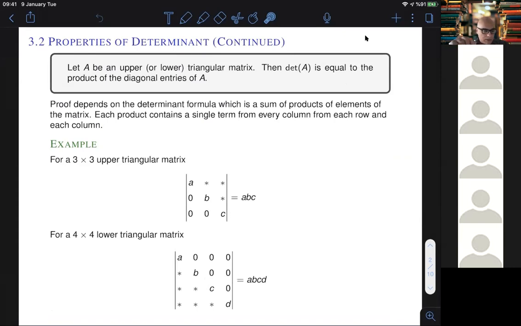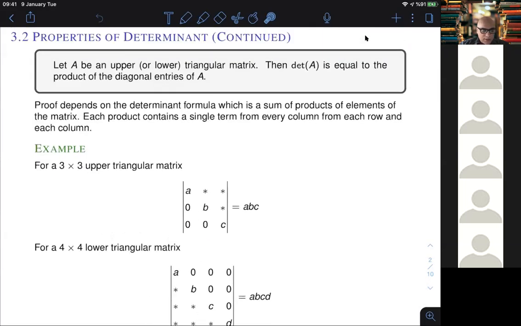Okay, so we have the next property, which is about triangular matrices. We have seen two types of triangular matrices: upper triangular matrices and lower triangular matrices. For these matrices, it's very easy to compute the determinant. You just simply take the product of the diagonal entries. Let's check it for this type of triangular matrix.